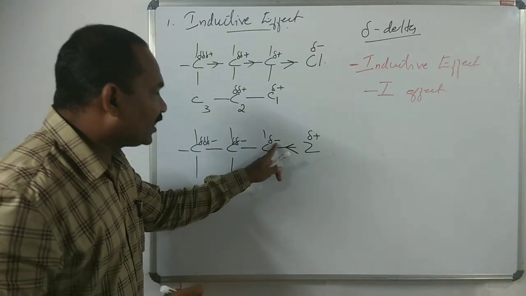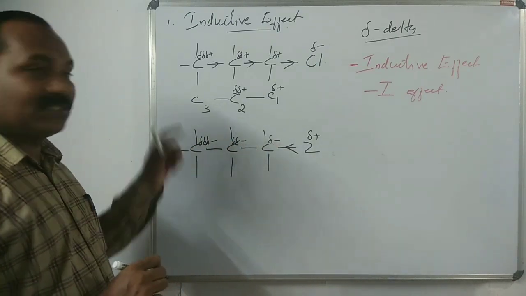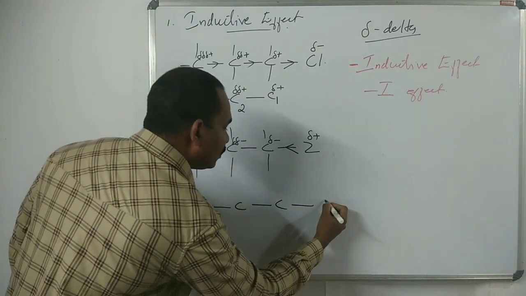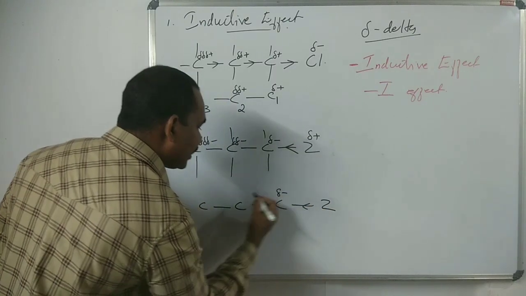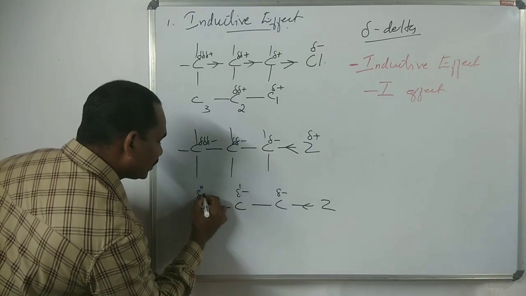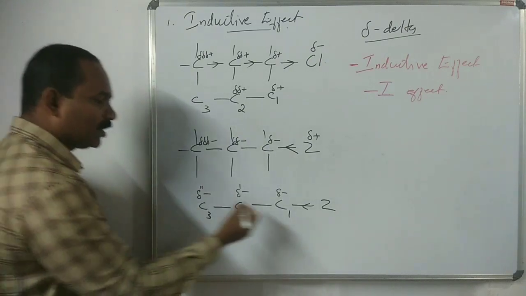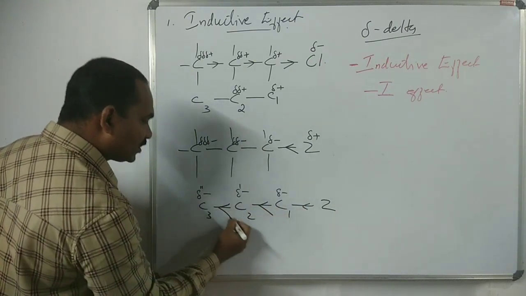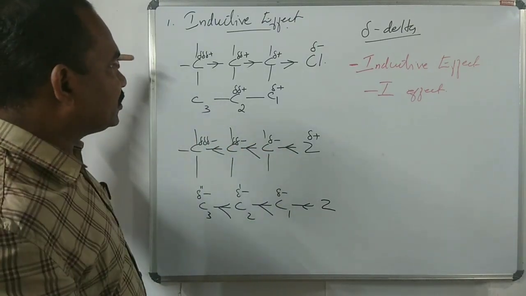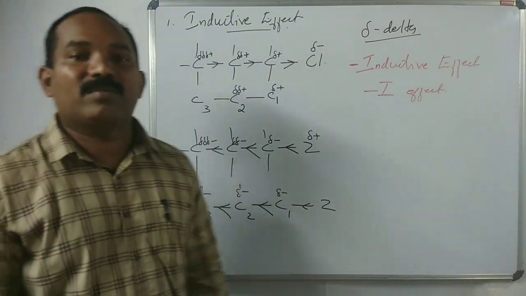So a partial delta negative is created here. Delta negative is here. Delta negative. In some other textbooks it is written as delta negative, delta dash negative, delta double dash negative. Both are correct. C1, C2, C3. So now the electron displacement direction is in this fashion. As earlier, it is towards the electronegative atom. In this case, it is towards the carbon chain.